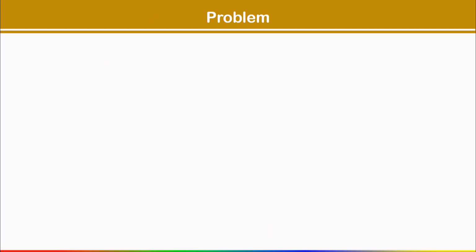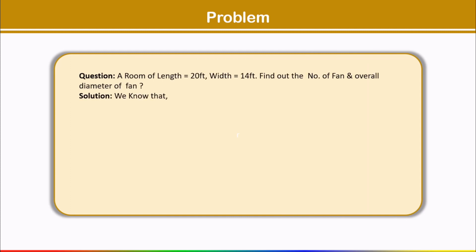Now come to here. I am taking one problem, so it will be easy for you to understand. See what they are telling in the question. A room of length 20 feet, width 14 feet. The room dimension is given. Here we have to find the number of fans and the overall diameter of the fan, meaning the sweep of the fan. We know the length is 20 feet and the width of the room is 14 feet. First target, we have to calculate the area of the space. We know length into width. So how much area? 280 square feet. So the area of the space is 280 square feet.